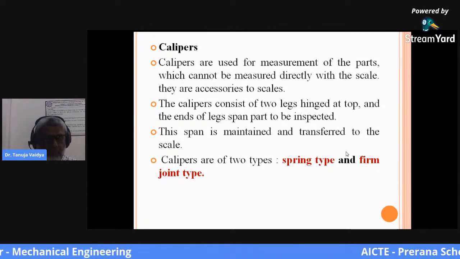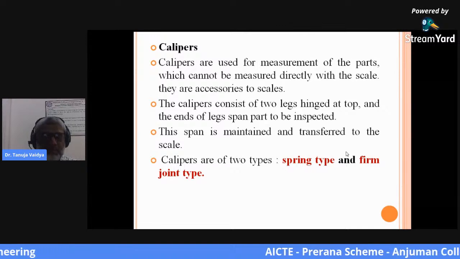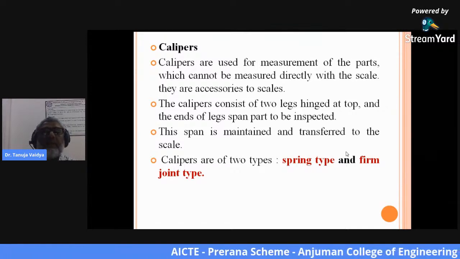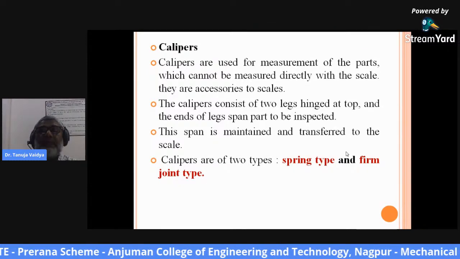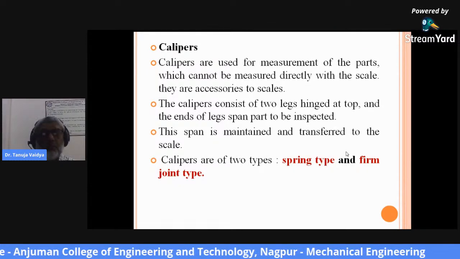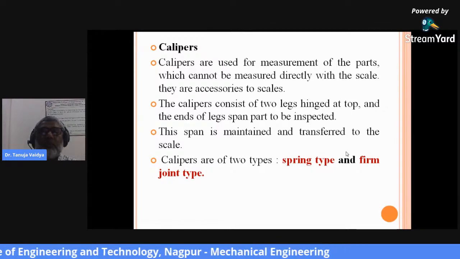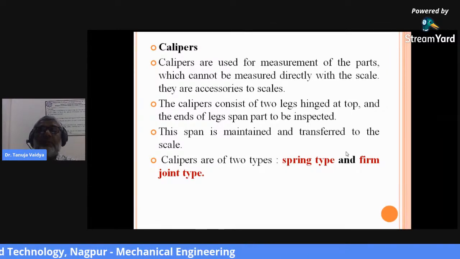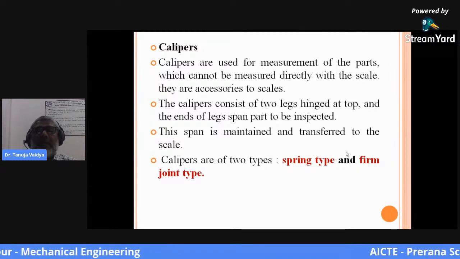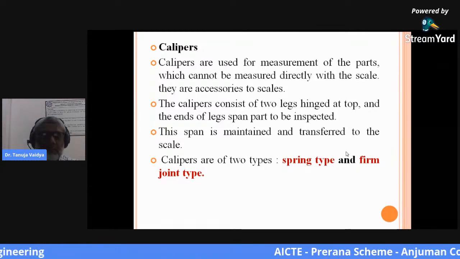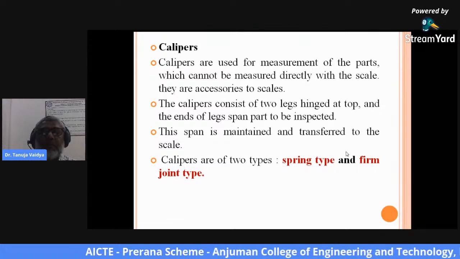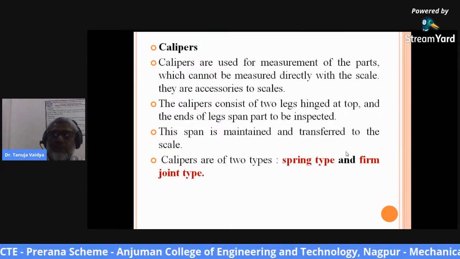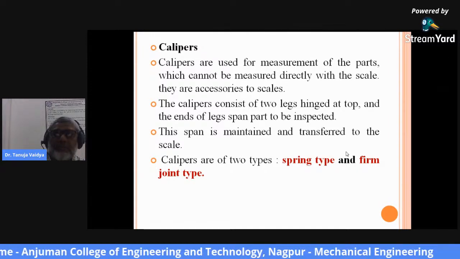They are of different types. The calipers generally consist of two legs that are hinged at the top, and the ends of the leg span is the part to be inspected. Calipers are of different types, which we are going to see in the next slide.